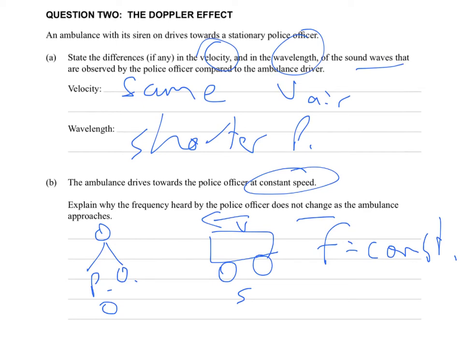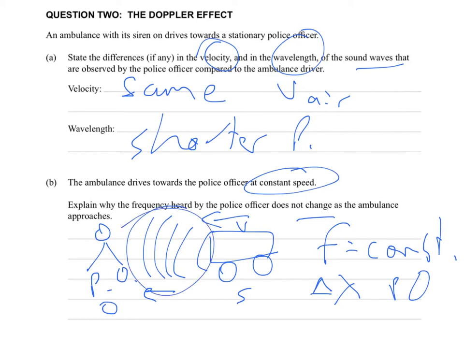So any change in the wavelength heard by the police officer is due to the bunching of wavefronts as they travel at the speed of sound, but as each successive wavefront is released by the ambulance, that bunching is constant due to the constant speed. So that's what they're getting at, and they're wanting you to explain how that process works.